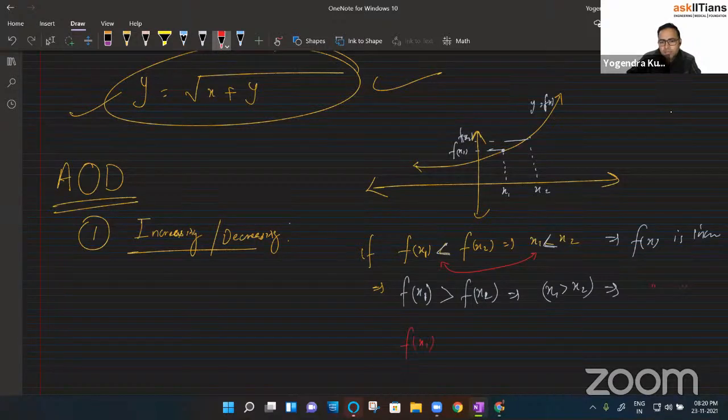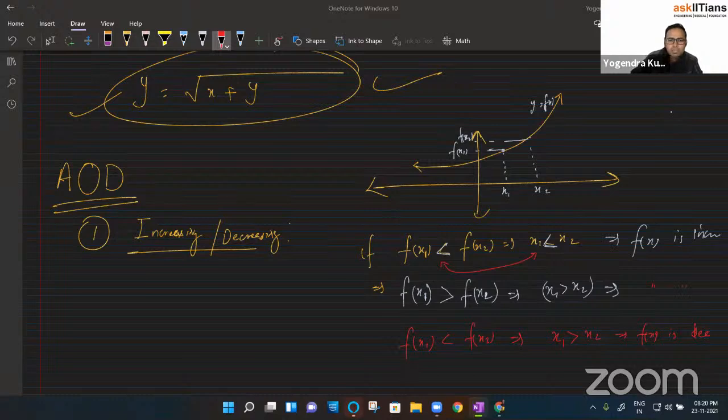But if f of x1 is less than f of x2 implies x1 is less than x2, that is increasing. But suppose it is opposite. If it is opposite, then f of x is decreasing. Clear, everyone? If the sign is opposite, then it is decreasing. You can see clearly.